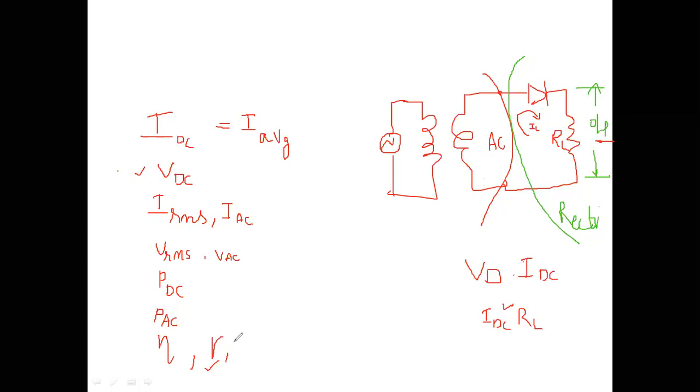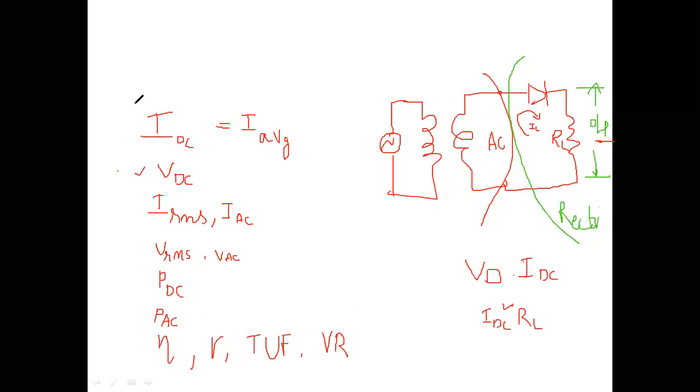Ripple factor. After ripple factor, I can find transformer utilization factor, that is, how much of the transformer I am able to use in this circuit. After that, voltage regulation, VR. So these are the 10 characteristics we have to find.